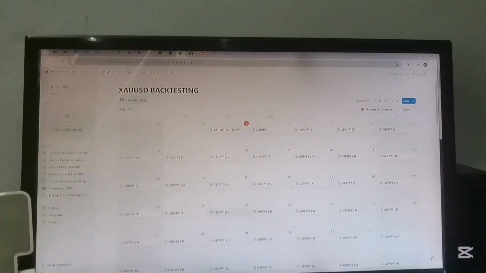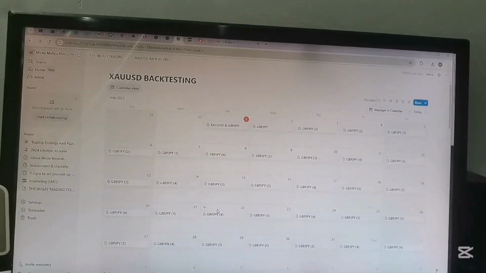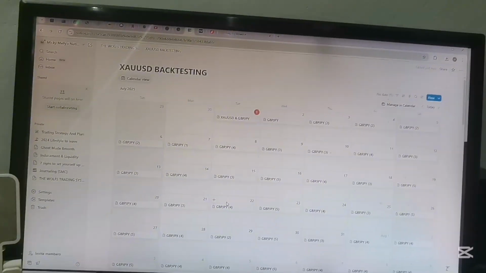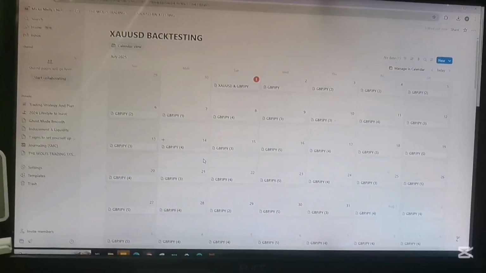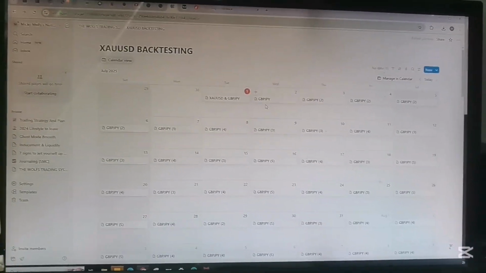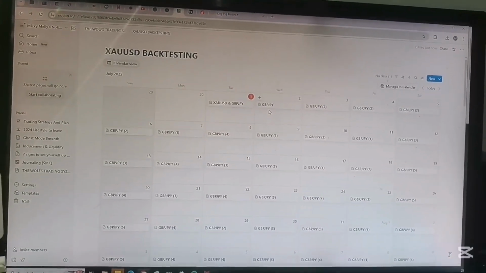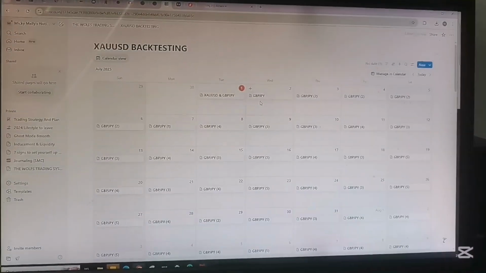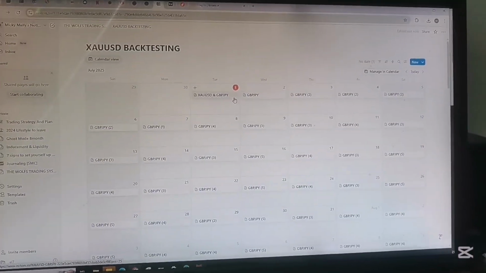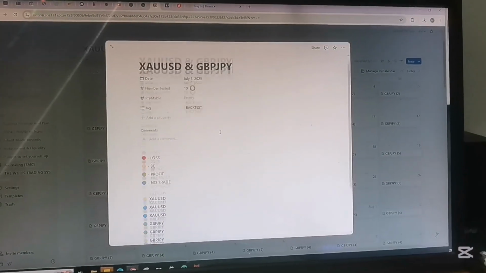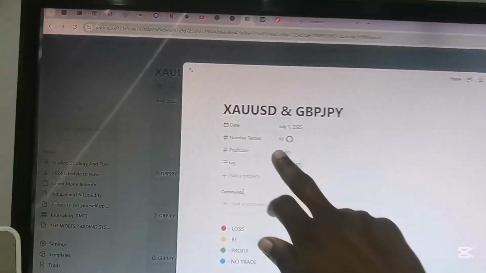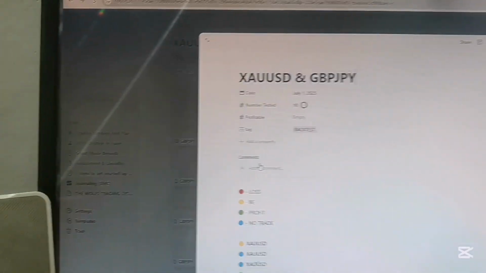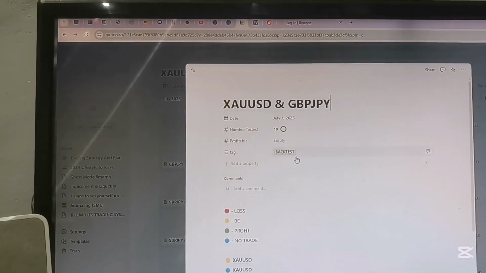Alright guys, it's very late right now. It's around 9:30 something, and I've been backtesting since 6 p.m. Finally I got 10 trades. So I was able to complete my 10 trades, and you can see the targets.